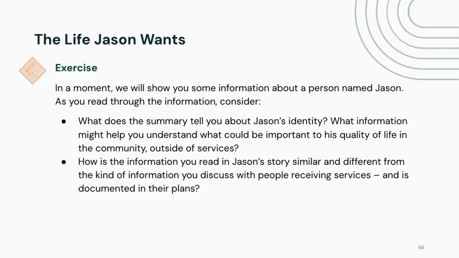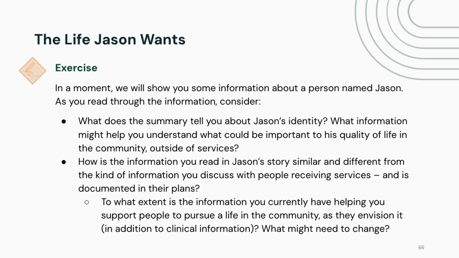How is the information you read in Jason's story similar and different from the kind of information you discuss with people receiving services and is documented in their plans? To what extent is the information you currently have helping you support people to pursue a life in the community as they envision it, in addition to clinical information? What might need to change? Let's take a look.